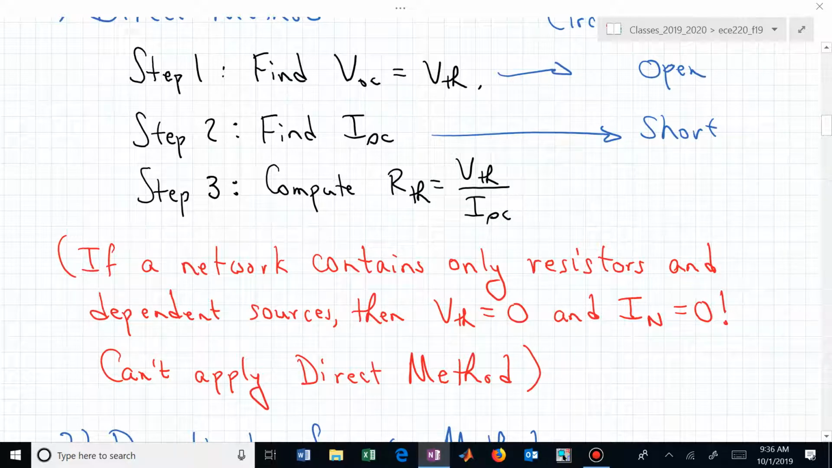If you now have a scenario where you are confronted with a circuit that doesn't have any independent sources, there's nothing you're going to see relative to terminals A and B. If there's nothing energizing the circuit, you won't see anything across those terminals, and consequently you won't be able to apply this direct method. So we need alternatives.